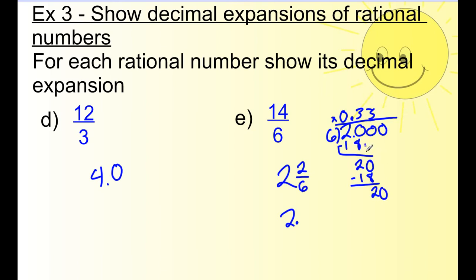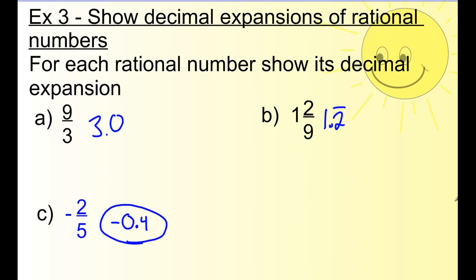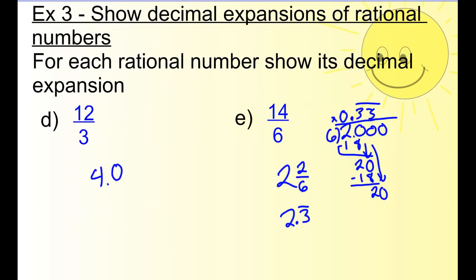Noticing a pattern? It's just going 20, 20, 20. So this is a repeating decimal. 2.3 repeating. I just want to make sure I put my repeating bar at the top here. So 2.3 repeating, that's what 14/6 would be as a decimal.